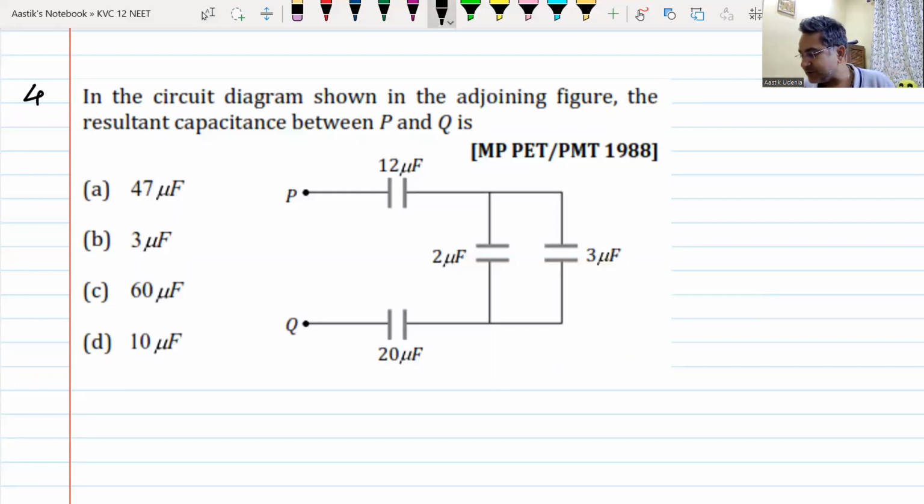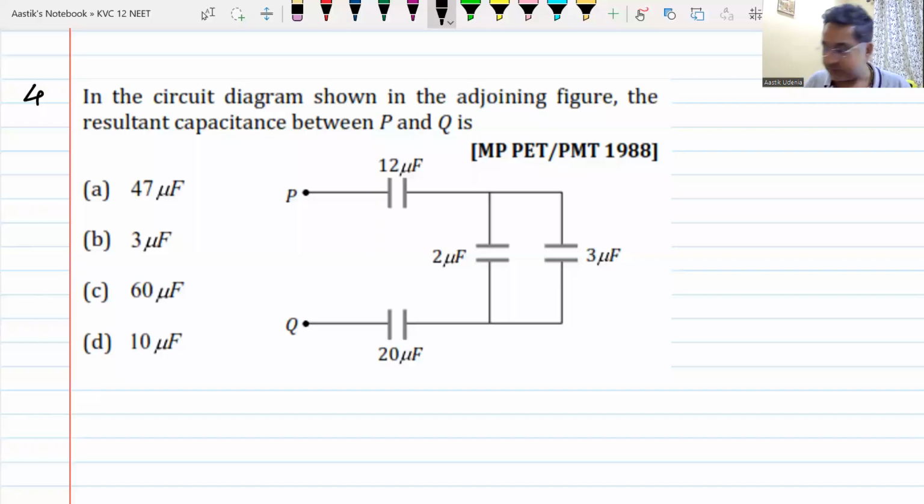In the circuit diagram shown in the adjoining figure, the resultant capacitance between P and Q is. P and Q are the points. You have to give me the resultant capacitance. I'll give you 2 minutes to solve it. Best of luck. I know you can give me the answer.